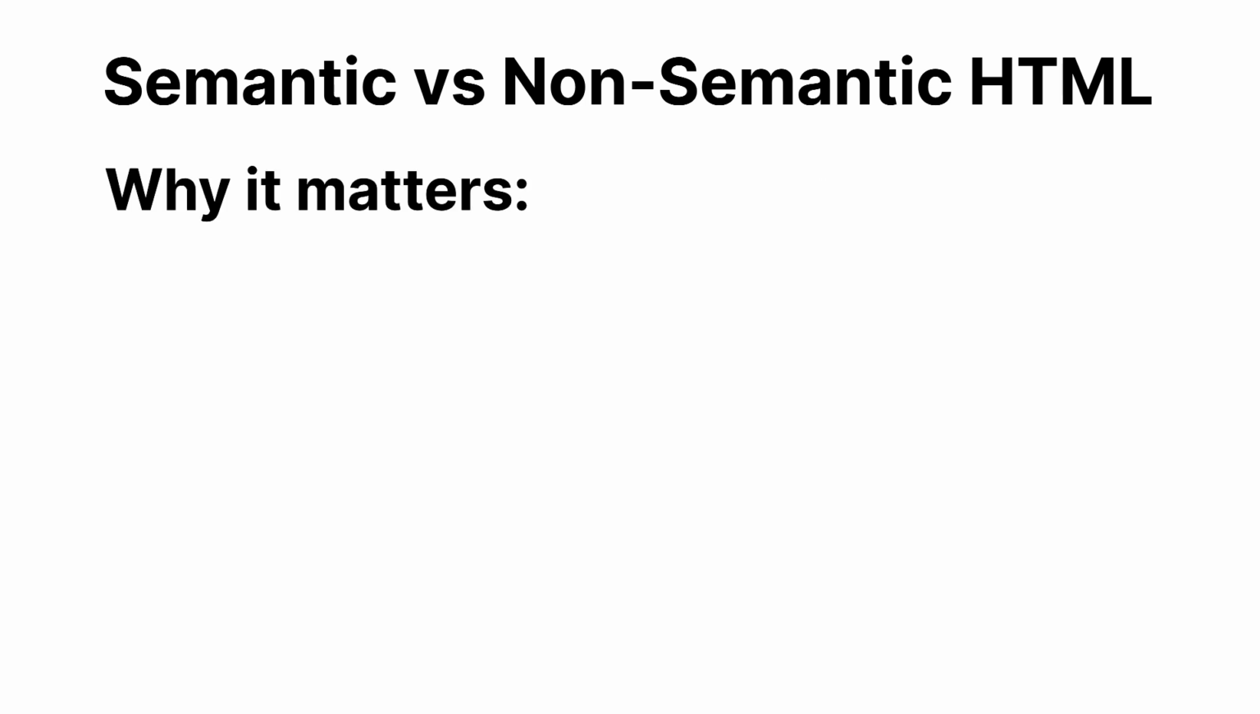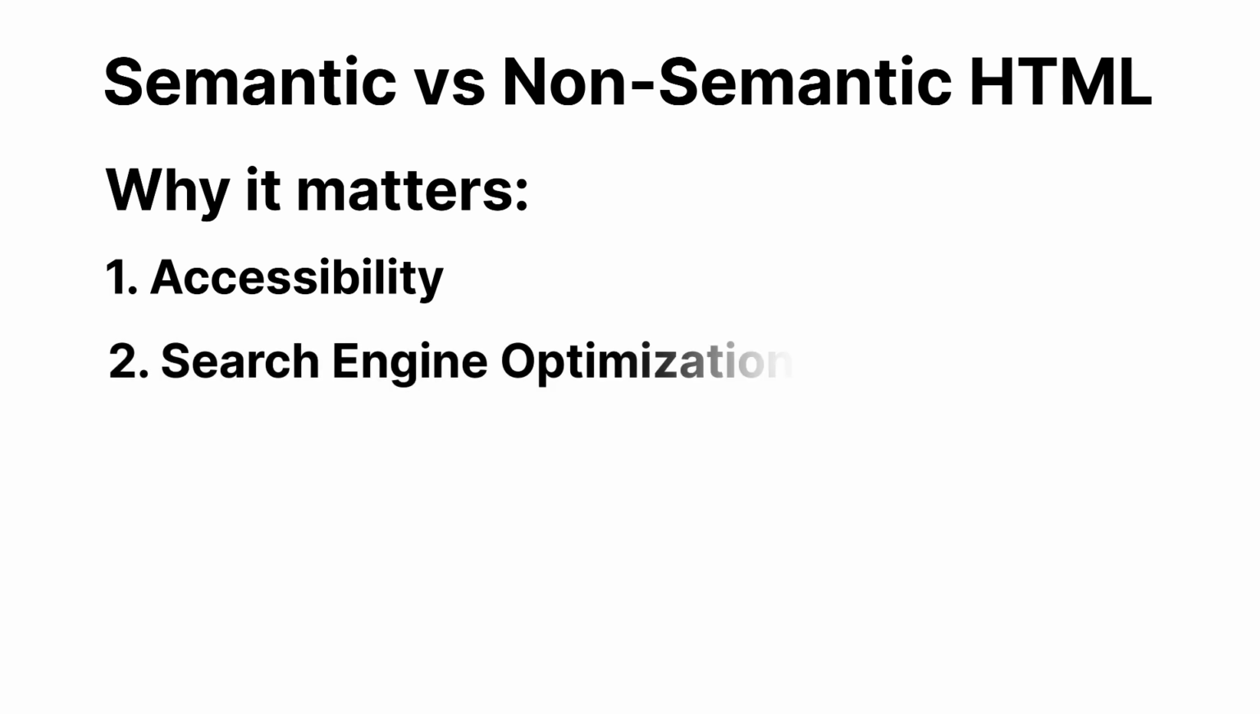Why does this matter? There are 4 big reasons. 1. Accessibility. Assistive technologies like screen readers can navigate a page much more efficiently if they understand the structure. 2. Search engine optimization. Search engines look at your page structure to determine what's important. Semantic tags help them better index your content.